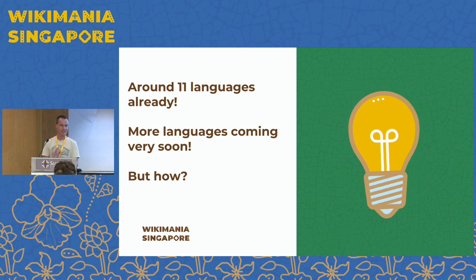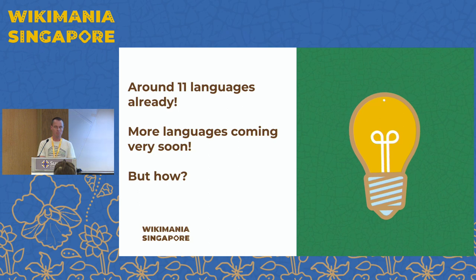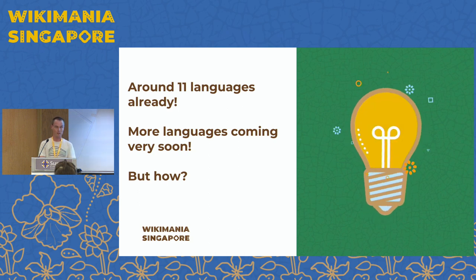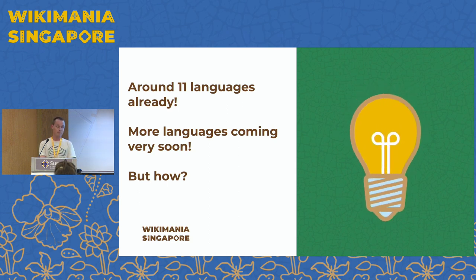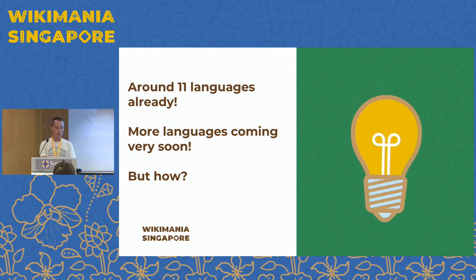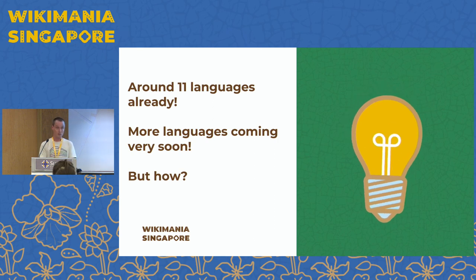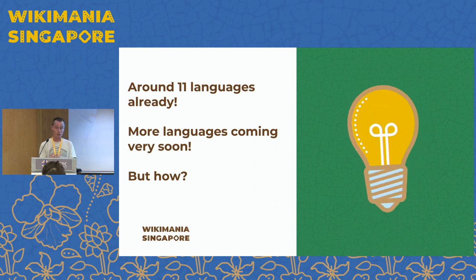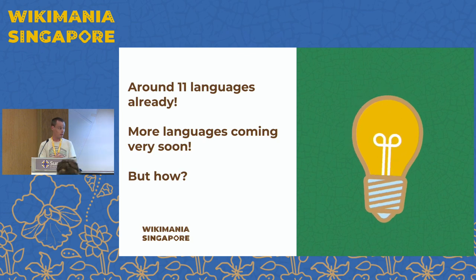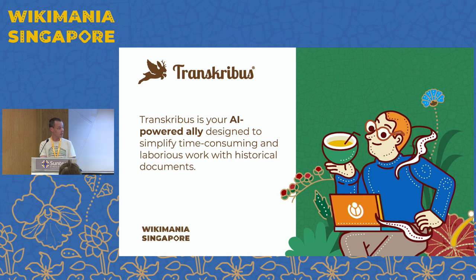Transkribus has about 85 different models available in different languages. And for specific bodies of work, anyone involved in Wikisource can learn to train an OCR model. I think Sarah is going to take over now and talk us through.